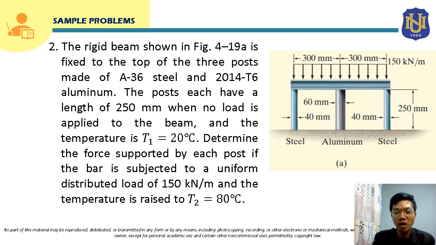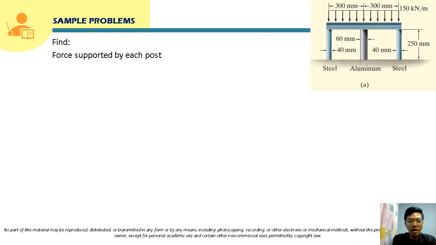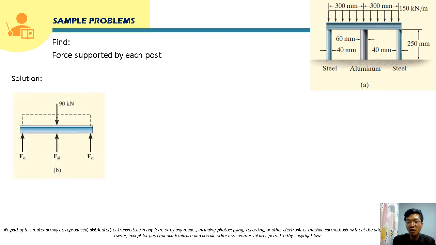Okay, so let's start solving this problem, class. For this problem, we are going to solve the force supported by each post. We are going to solve the force provided by this steel support, and then for this aluminum support. So there will be two unknowns here: the force provided by the steel support and the force provided by the aluminum support. So class, let's first generate the equilibrium equation from the free body diagram.